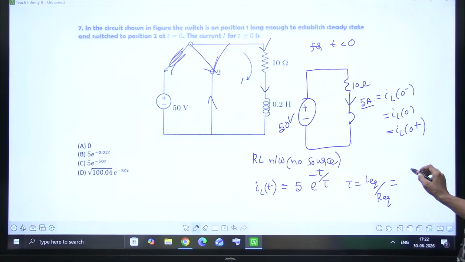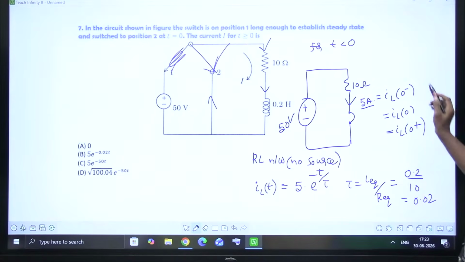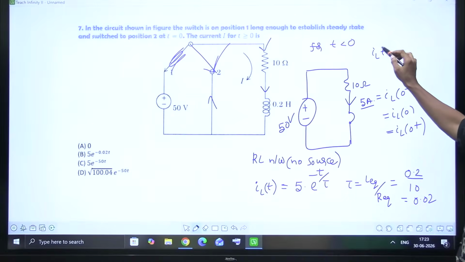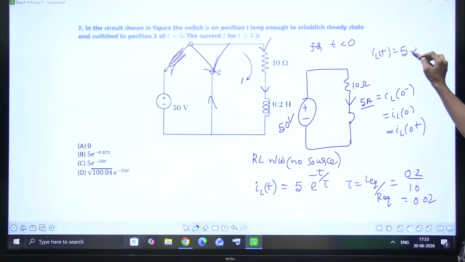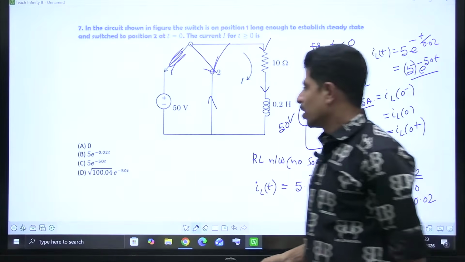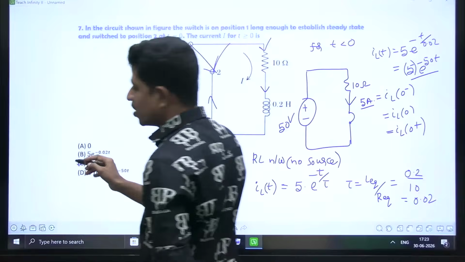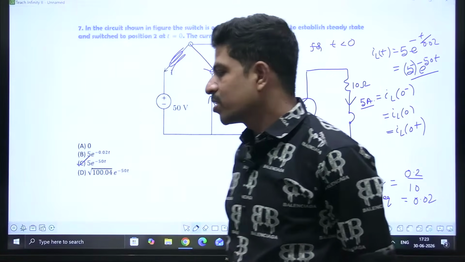What is L equivalent here? 0.2. How much is R equivalent here? 10. How much is tau? 0.02. So IL of t is equal to 5 into e power minus t divided by 0.02. 1 by 0.02 is how much? 50. E power minus 50t, right? 5 into e power minus 50t. Yes, sir, option it is C. Okay, option is C.